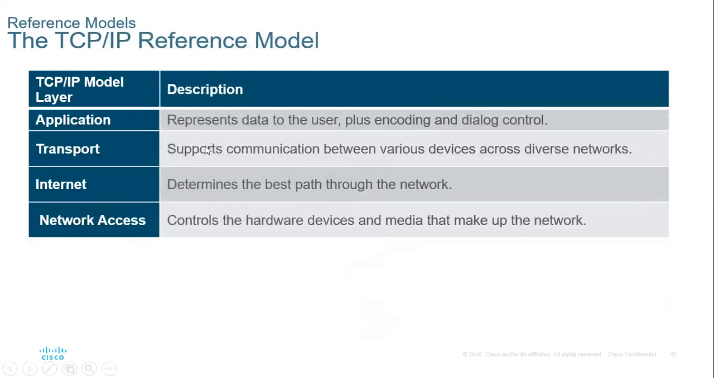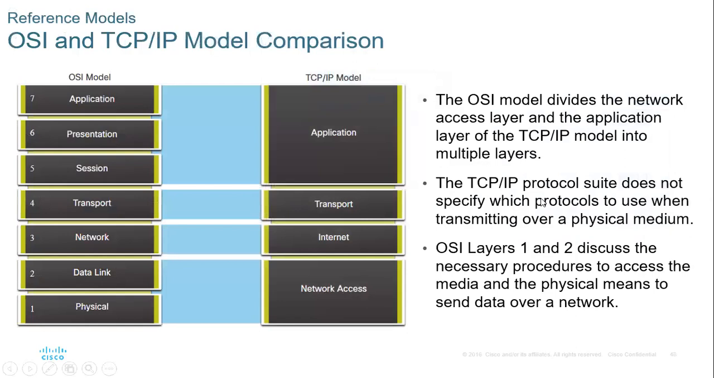The TCP/IP reference model consists of 4 layers. The application layer represents data to the user plus encoding and dialogue control. The transport layer supports communication between various devices across diverse networks. The internet layer determines the best path through which the network data can transfer. The network access layer controls the hardware devices and media that make up the network. So these are the OSI reference model and the TCP/IP reference model.